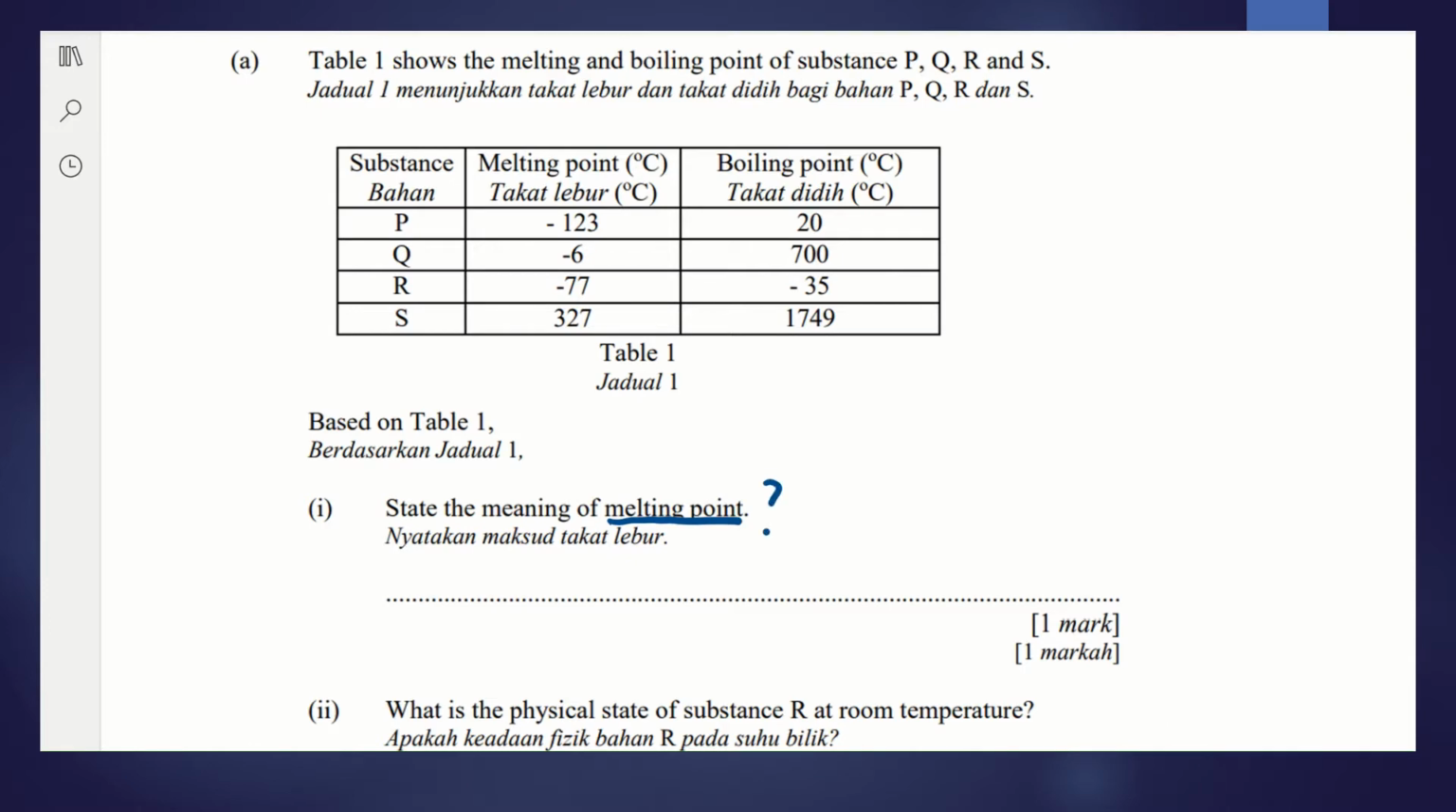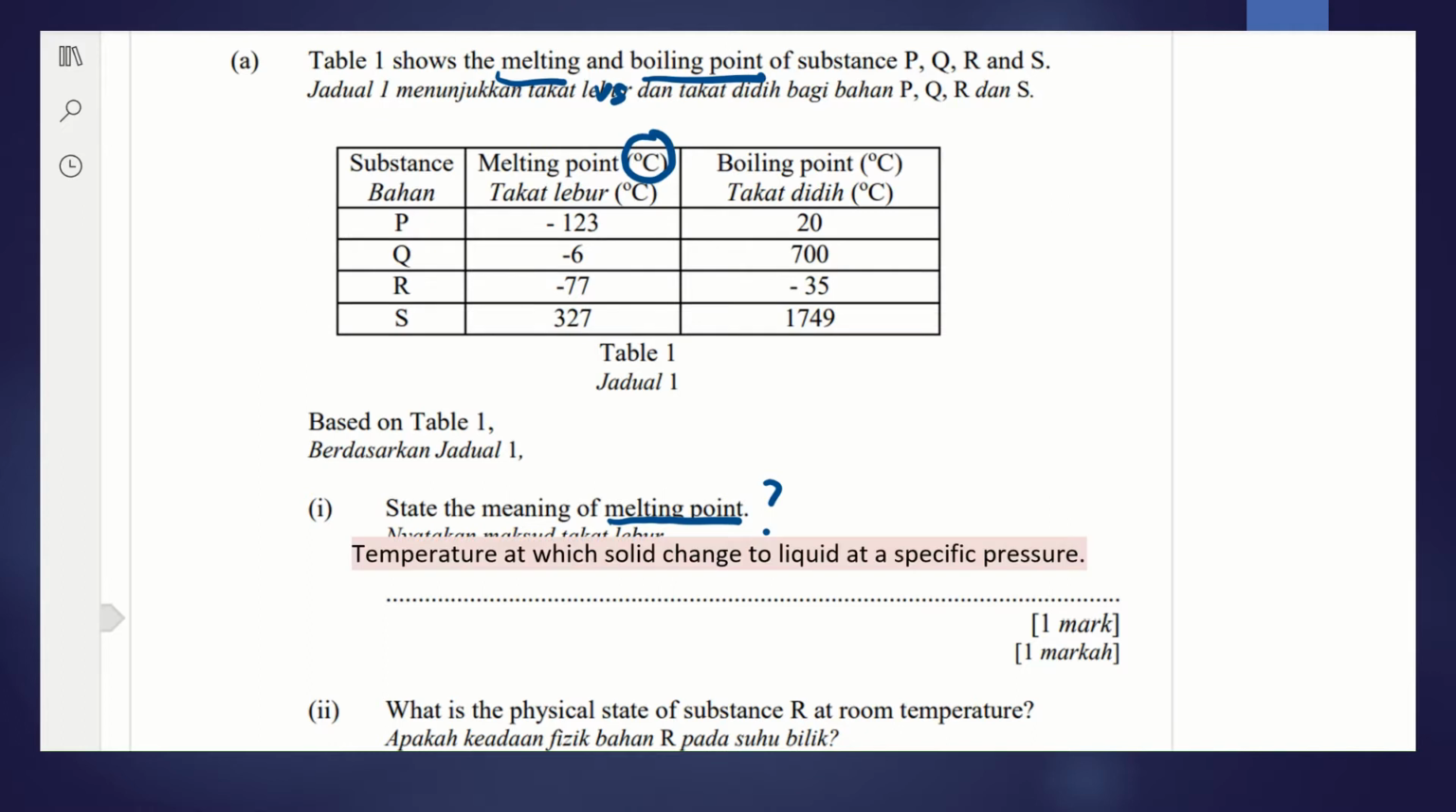Okay, so we need to know the difference between melting point versus boiling point. So, melting point refers to temperature. That's why we have unit degree Celsius. Melting point refers to temperature at which solid turns to liquid at specific pressure. Boiling point is temperature at which liquid turns to gas. So during boiling point, we have two states of matter, liquid and gas, while during melting point, the substance exists as solid and liquid.